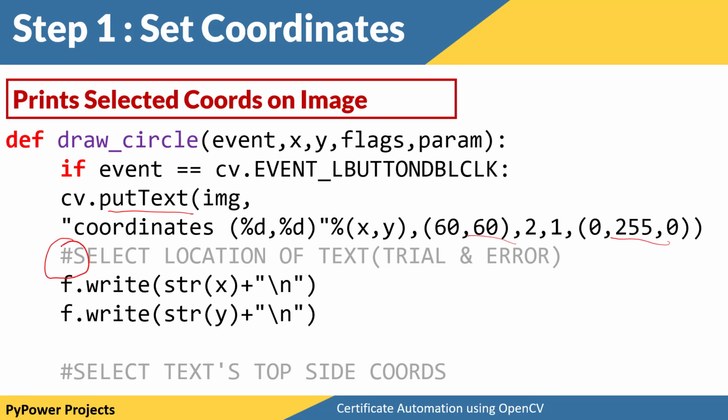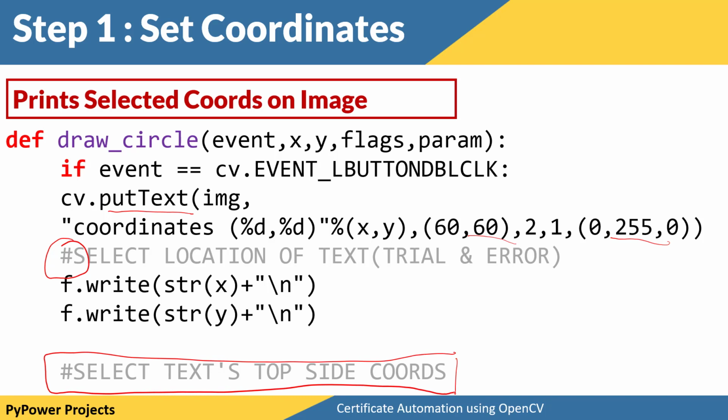You have to select the coordinates of the image by trial and error. Once you select, if it doesn't match your requirement, then run this code again, select coordinates accordingly and rerun. It will match your requirements. You have to double click on this image, and most important is you have to select the top side of the coordinate. So we'll see in the next code.